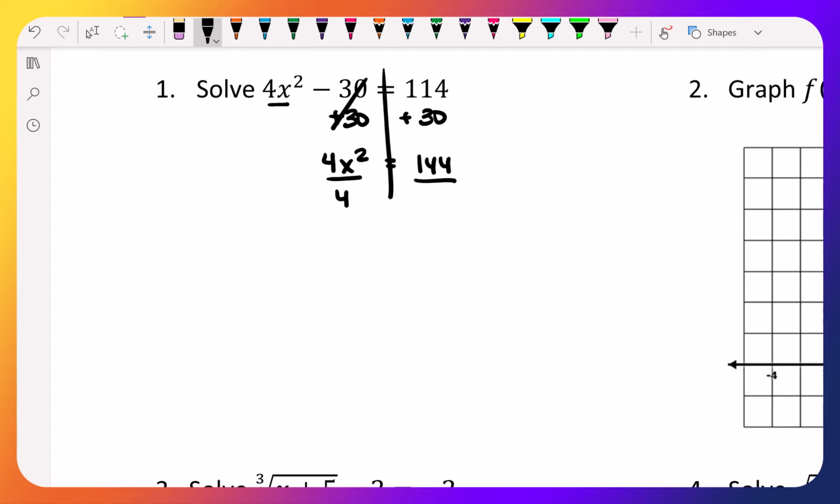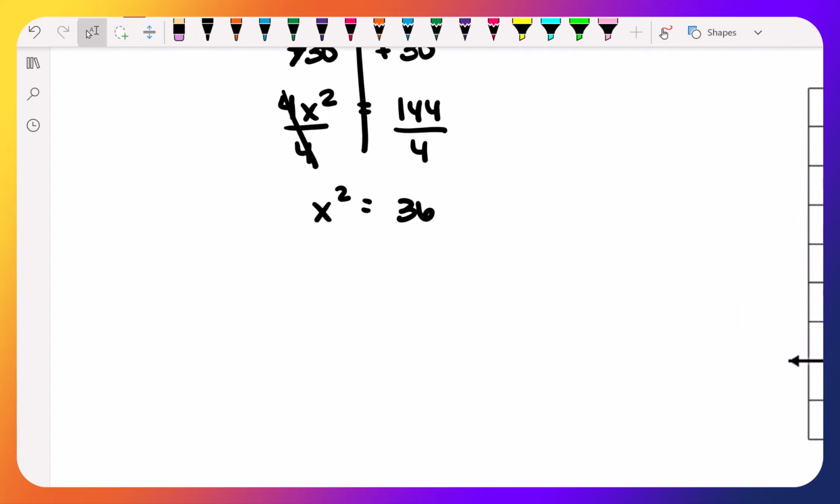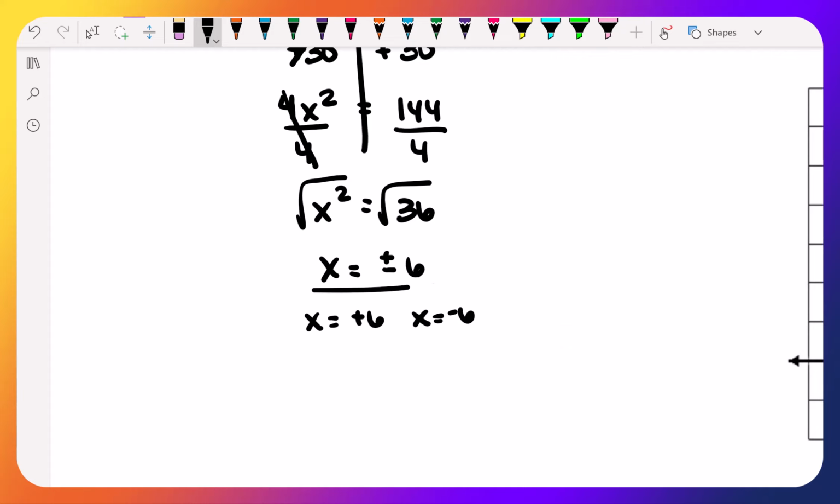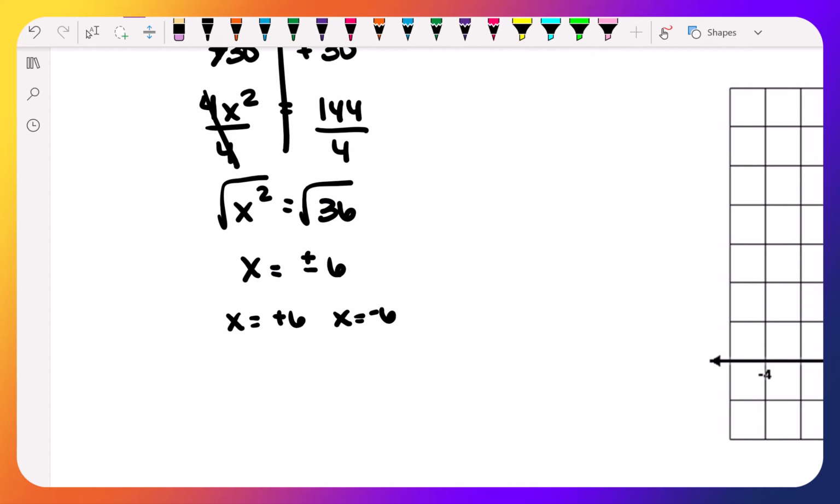And then I'm going to get rid of the 4. Remember, when you're solving, you want to try to add and subtract first, and then you want to multiply and divide. Okay, now we're at x squared equals 36. So when you take the square root of both sides, you have to include both a positive and a negative. Sometimes this is perfect, sometimes it's not. This one is perfect. So you actually get 2 answers. So you end up with a positive 6 and a negative 6. And you can write your answer like this if you want to.